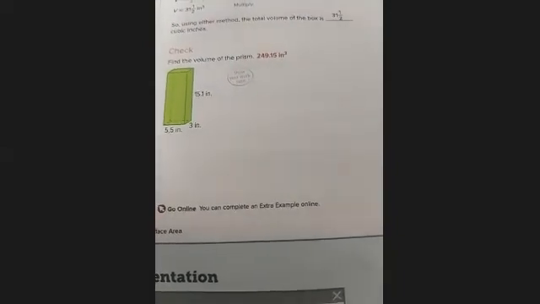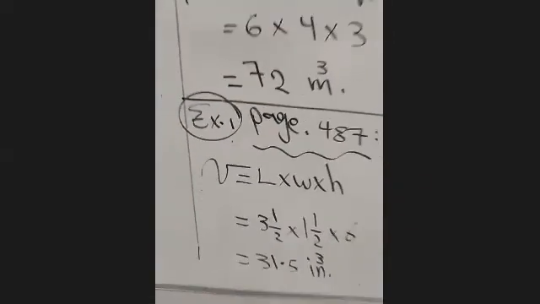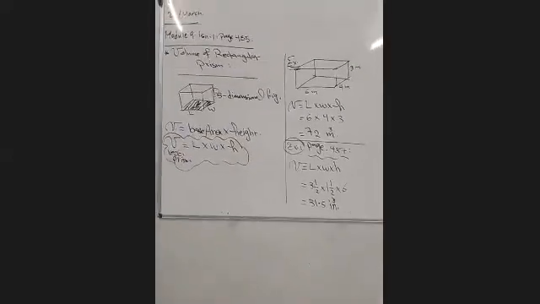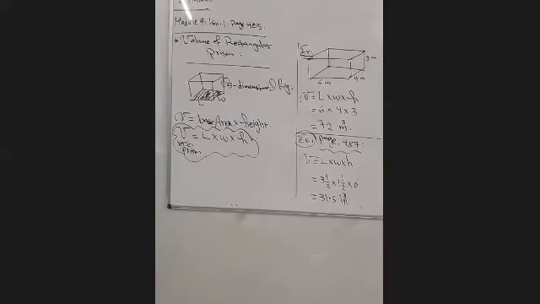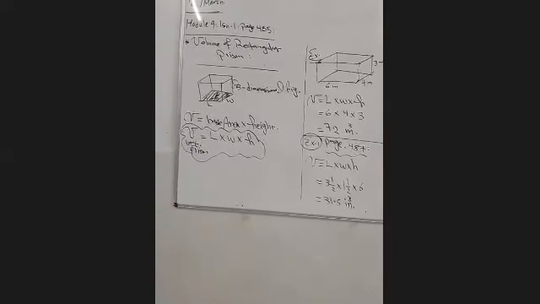The check: here we have length is 5.5, width is 3, height is 15.1. They want us to find the volume of the prism. Use the formula length by width by height, multiply the 3 numbers, and find the answer. That's all for today. If you have any questions, let me know. Any questions?